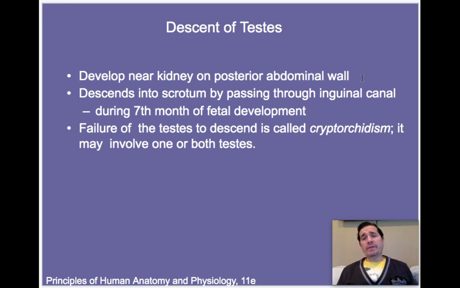Does it ever stay up inside the abdominal cavity? Yes. And this is known as cryptorchidism, and that will happen sometimes. If it doesn't descend soon after birth, sometimes it may happen shortly after, but sometimes it may have to be surgically descended. And if it doesn't, it may cause failure of the functioning of those testes and may cause the person to be permanently sterile. So they will not produce normal sperm cells.